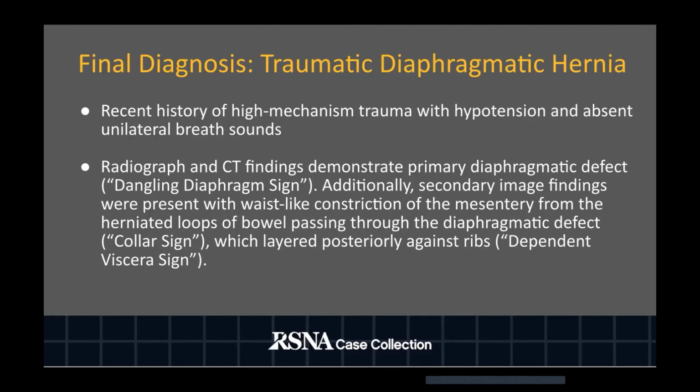The final diagnosis is traumatic diaphragmatic hernia. This is supported by the patient's recent history of high mechanism trauma, physical exam findings, and multiple imaging findings. The imaging findings include the primary diaphragmatic defect or dangling diaphragm sign. Additional supporting signs are the collar sign and the dependent viscera sign.